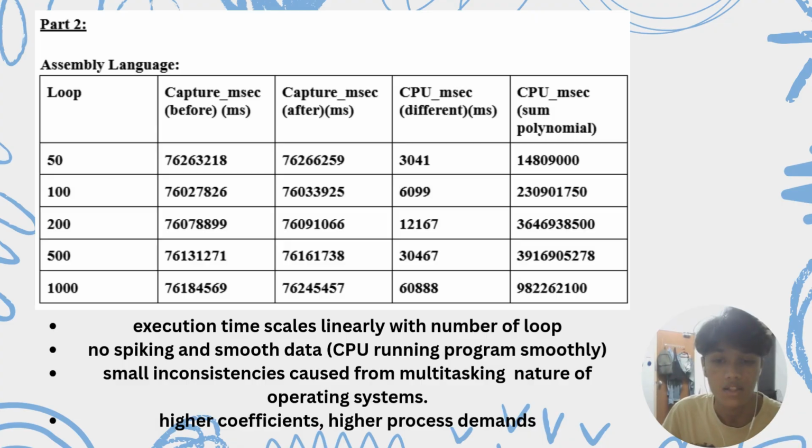Next, there are small inconsistencies that we cannot avoid, since they are caused by the multitasking nature of the operating system. And lastly, a higher coefficient means higher process demands. So this means if the coefficient is higher, then the process demands will also be higher. So let's say the coefficient is high, so the process will be very slow.